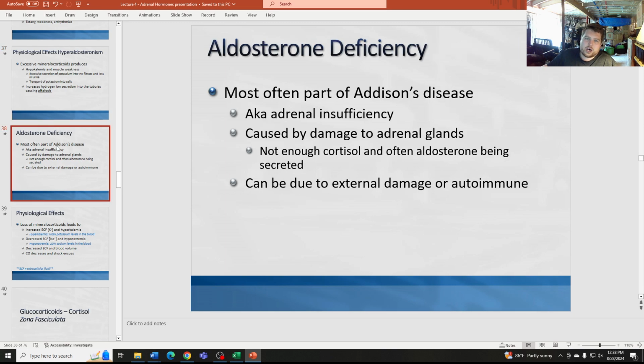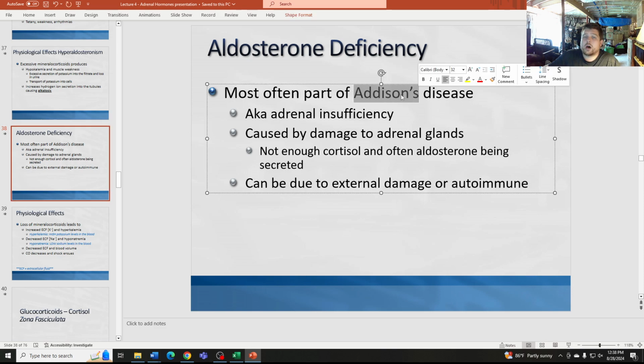Now, aldosterone deficiency. We're just going to touch on Addison's here. We'll talk about it more later because Addison's involves multiple groups. It's not just the zona glomerulosa, it also involves the zona fasciculata. So I put that towards the end of this lecture.